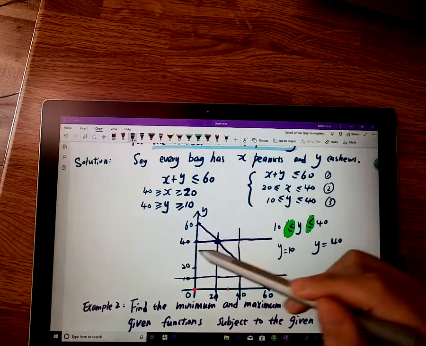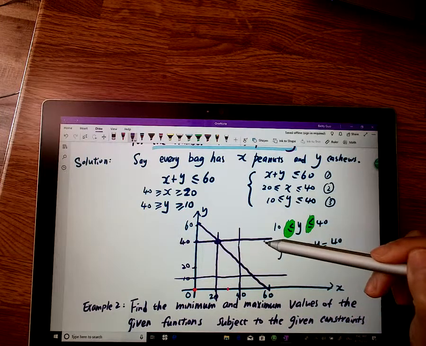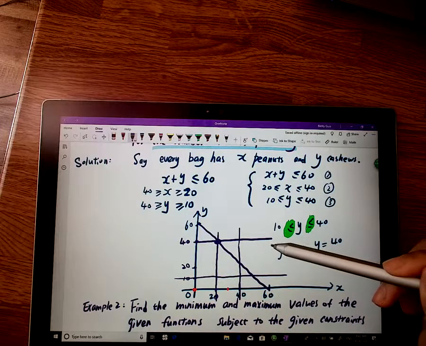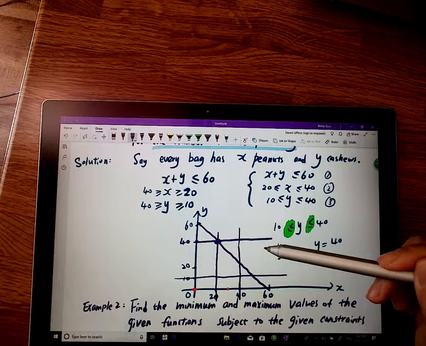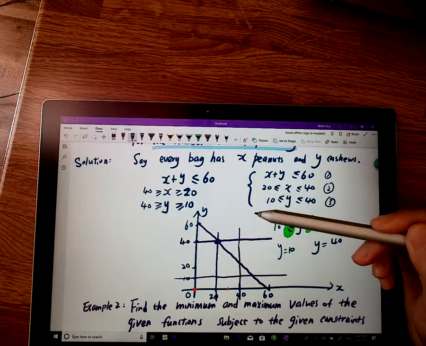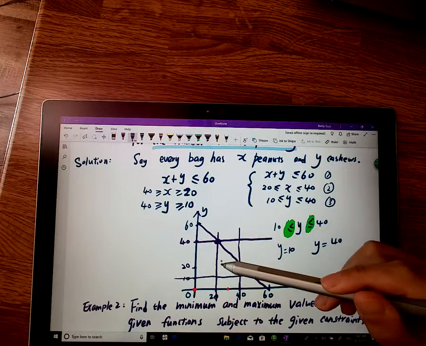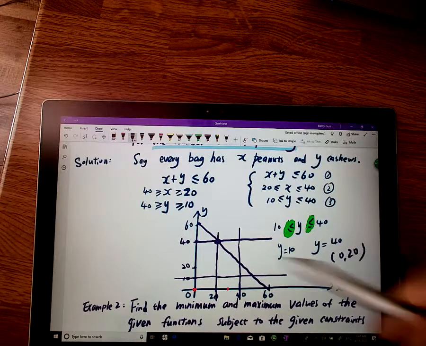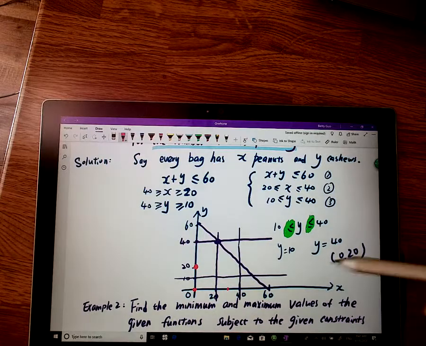So look at the two horizontal lines, y equals 10 and y equals 40. The two horizontal straight lines divide the whole plane into two parts, the region between them and the region outside them. And the solution set is going to be the region between, because it's very easy to figure out. We can try (0, 20).